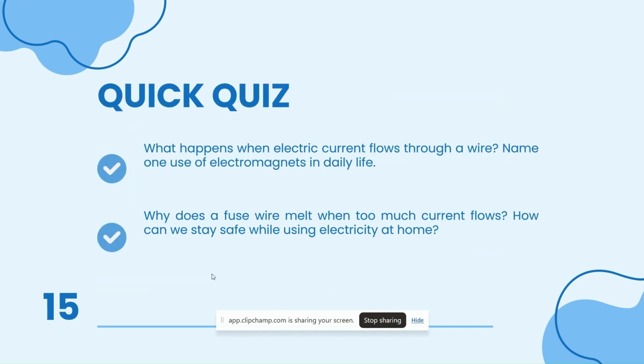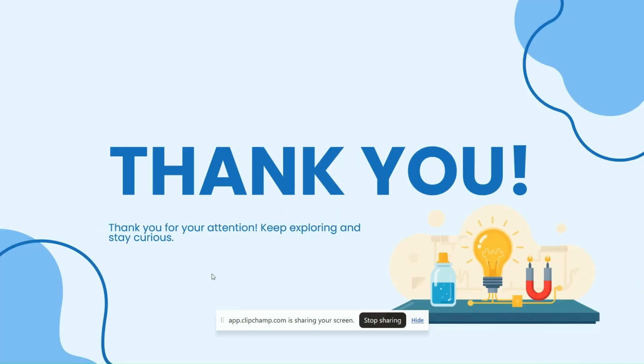Do you have questions? What happens when electric current flows through a wire? Name one use of electromagnets in daily life. Why does a fuse wire melt when too much current flows? How can we stay safe while using electricity at home? So it's all about the magnetic and heating effects of electric current.